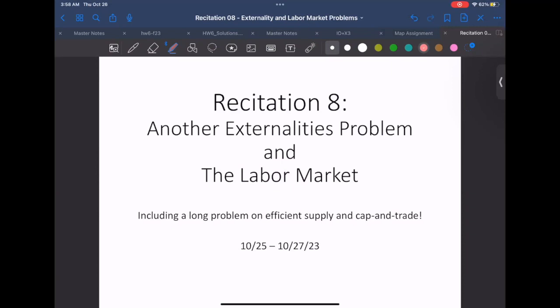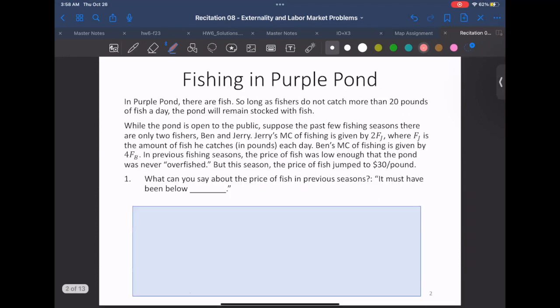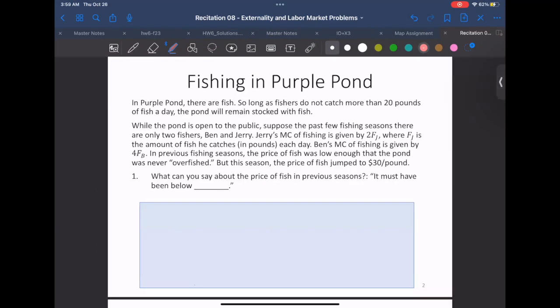So today we're going to be going over some externalities and the labor market. And we're going to go over a longer problem on efficient supply and cap and trade. So let's start with our first example, fishing in a purple pond.